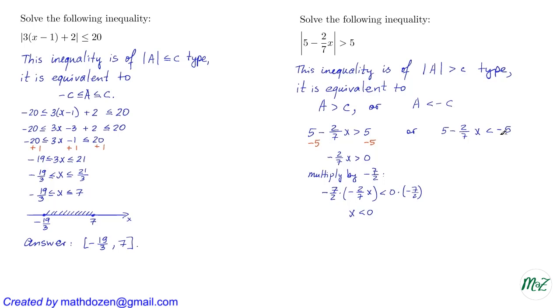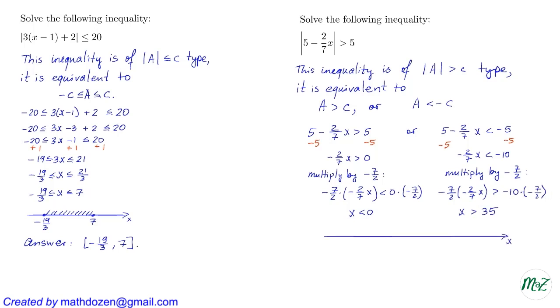In a similar way, we deal with the inequality on the right portion. So subtract 5, we end up with negative 2 sevenths x being less than negative 10. Then multiply by negative 7 halves, and as we do so, we have to flip the inequality sign because we multiply by a negative number. So on the left, we end up with x, and on the right, negative 10 times negative 7 halves is 35. So all in all, we have those two answers.